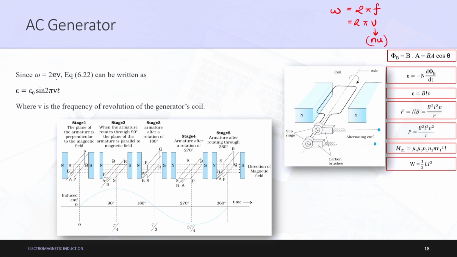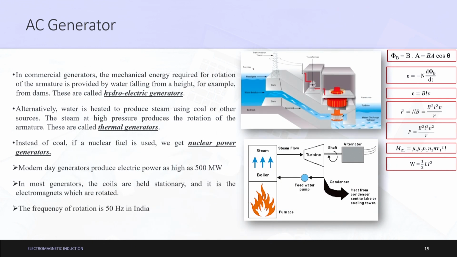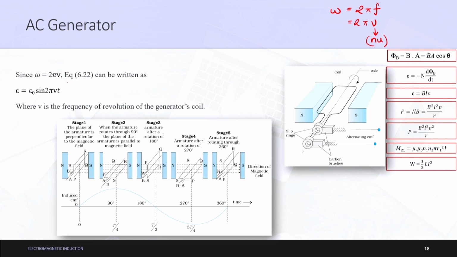Since omega is equal to 2 pi nu, or let us say f, it can be written as epsilon is equal to epsilon naught sin 2 pi nu t. This is just a simple putting of terms from the previous equation, where nu is the frequency of revolution of the generator's coil. So, this was the final concept involved when calculating the value of EMF induced.